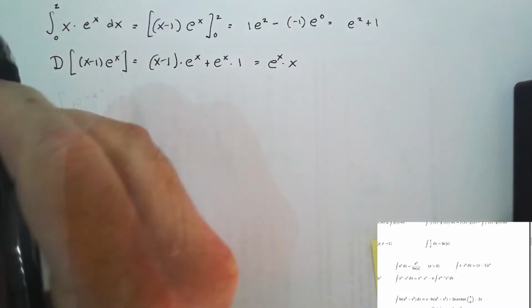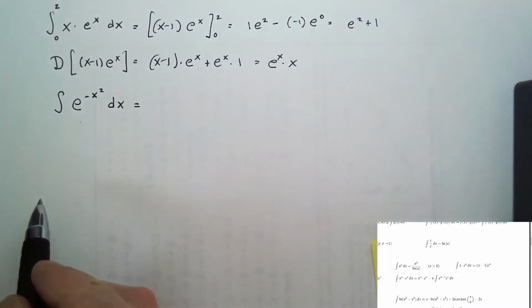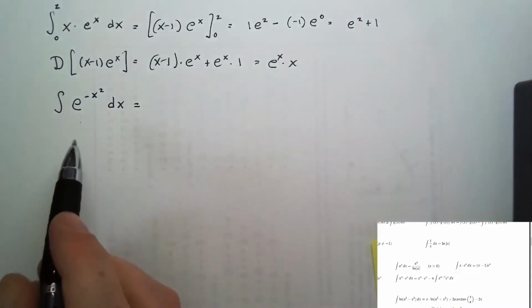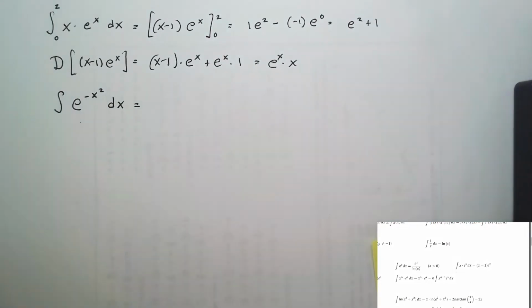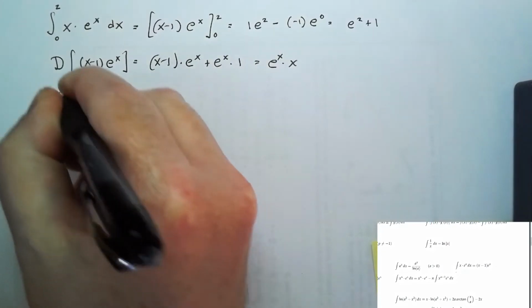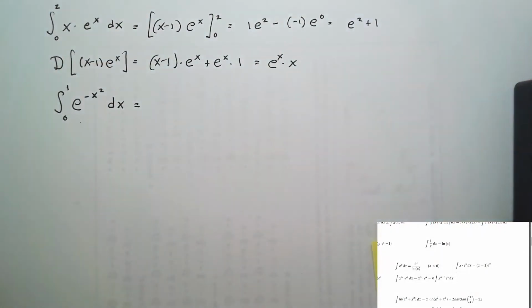For example, it's possible to show, although very difficult to do so, that there is no antiderivative of e to the negative x squared that we can represent in terms of elementary functions, various combinations of cosines, sines, exponentials, logarithms, and so forth. So what happens if in an application we need to evaluate the integral from 0 to 1 of this function e to the negative x squared dx?